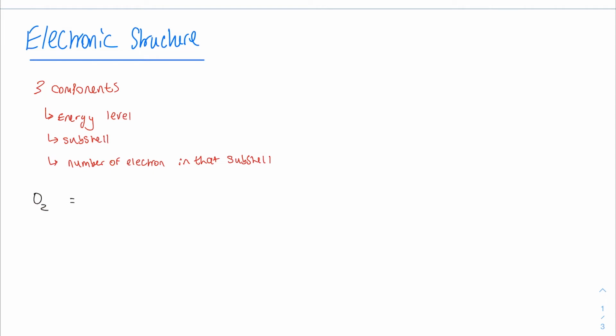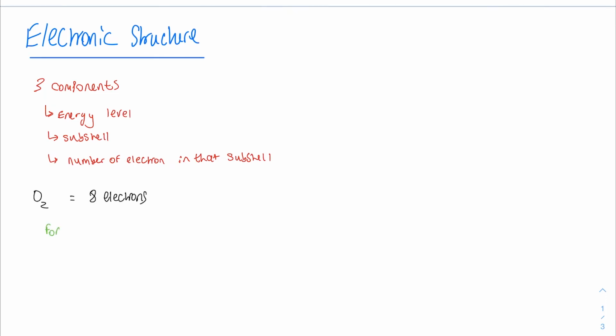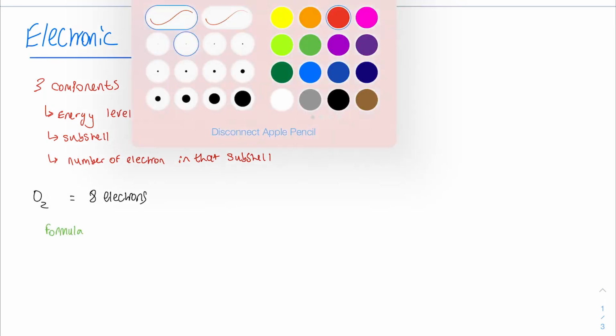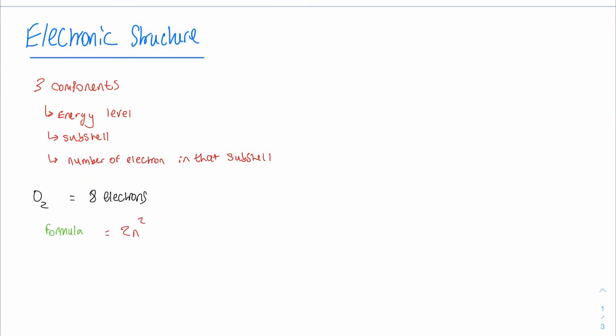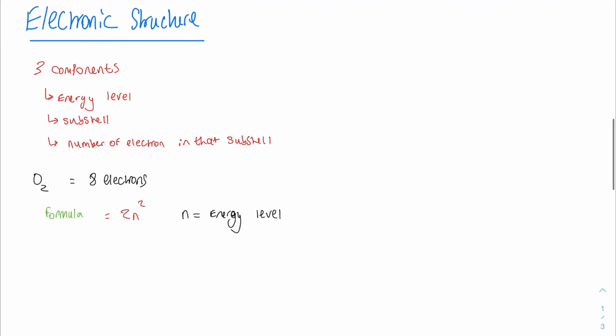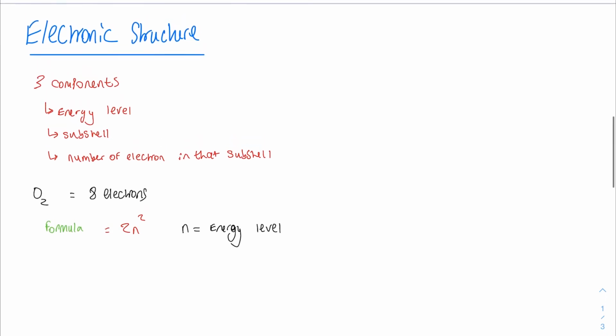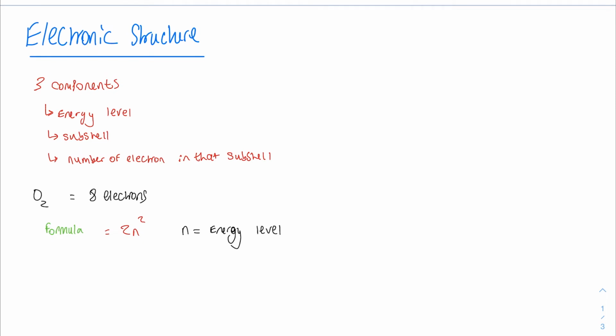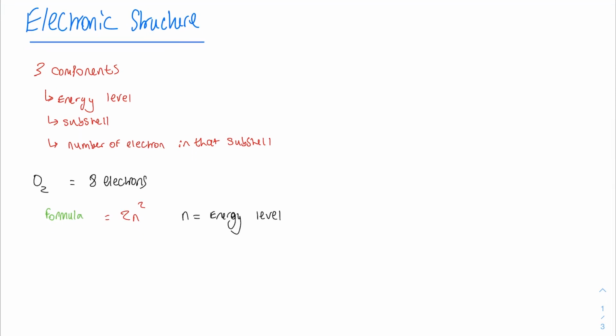So oxygen has 8 electrons. Now I'm going to give you a formula which you can use to determine how many electrons can fit into an energy level. The formula is 2n squared, where n is the energy level. For example, the first energy level, as we all know, can only hold a maximum of 2 electrons. Using the formula, we can see this is satisfied, because 2 times 1 squared equals 2.